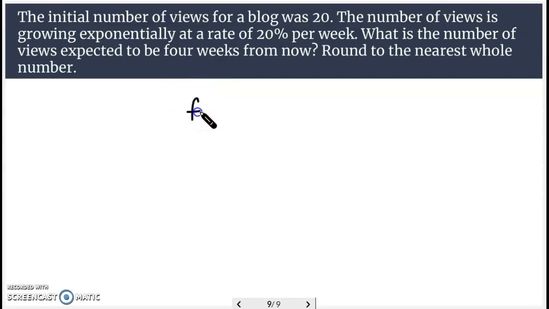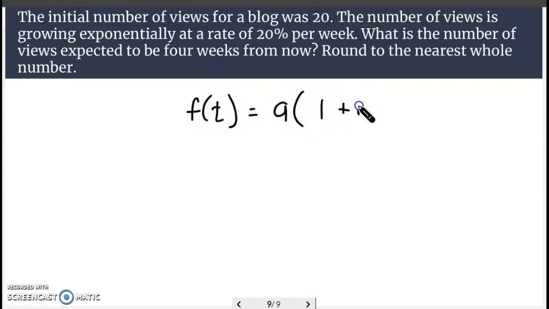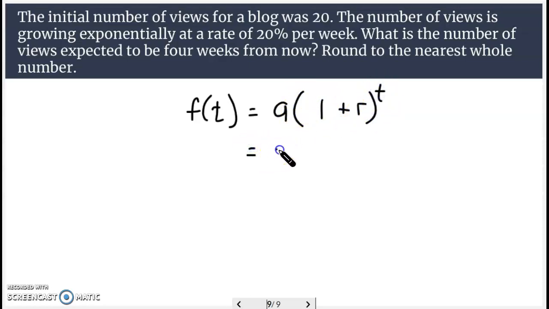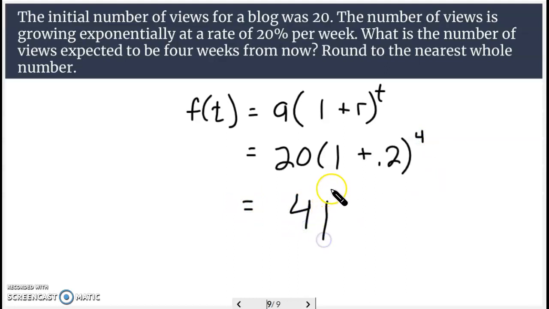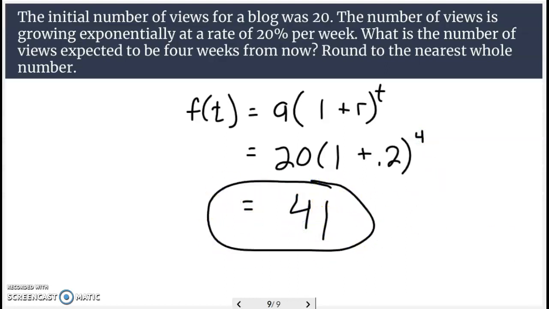All right, once again, our exponential growth equation, f of t is equal to the initial amount, 1 plus the rate, raised to the power of t. Our initial amount was 20, but if I change 20% to a decimal, that's 0.2, raised to the power of 4. Round to the nearest whole number, the number of views should be 41 in 4 weeks.